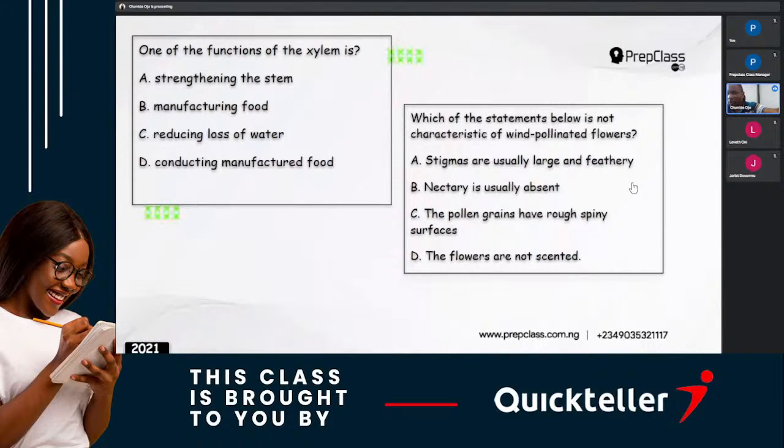They must be exposed. The reason why they are exposed is so that the wind can get in touch with them. But in the case of insects, they are inside because insects will go and look for them. So wind cannot go and look for them. Wind will just disperse the pollen. So once the wind disperses the pollen, then there must be a stigma to take it. Right?